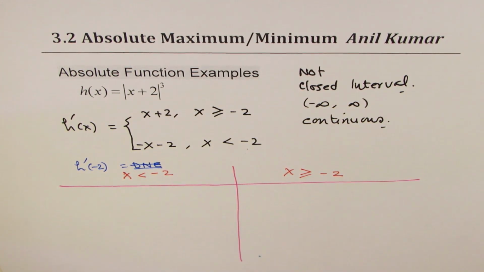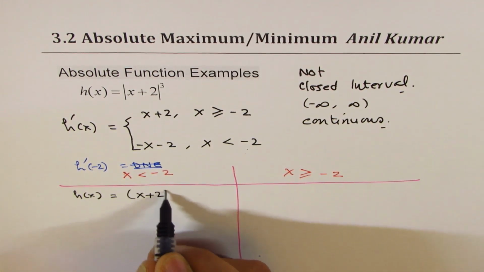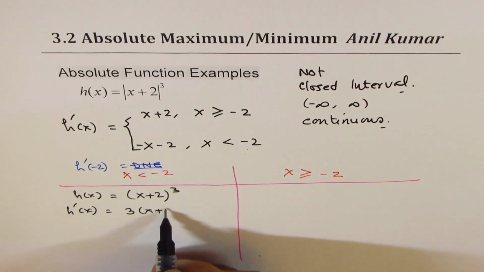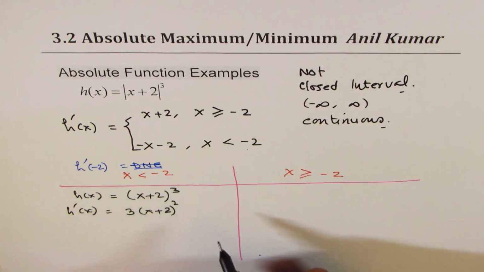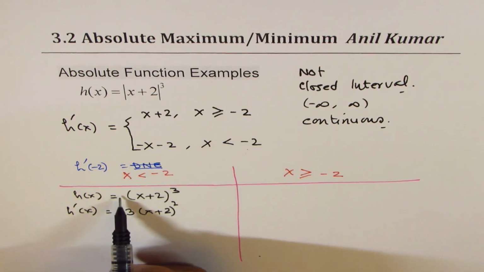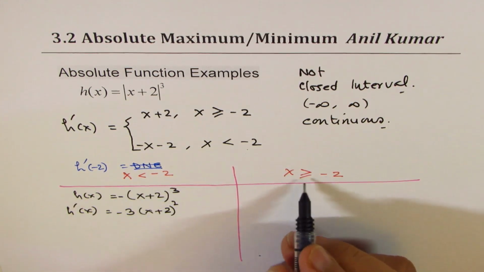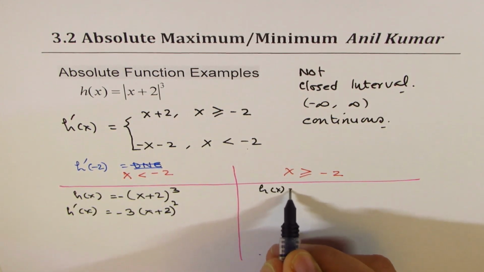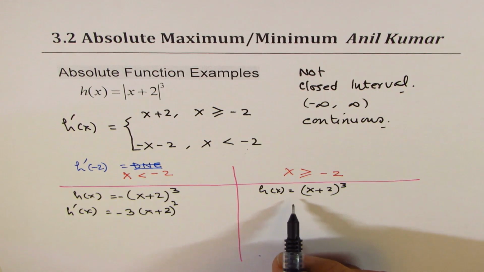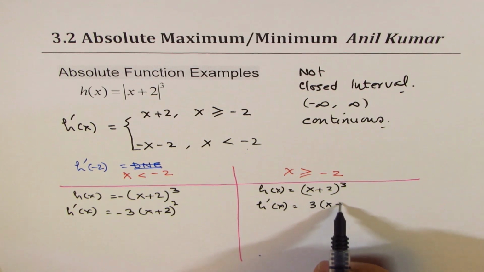We'll find both derivatives. So the first one here, we can write h of x as equal to minus of x plus 2 whole cube. So the derivative here is minus 3 times x plus 2 whole square times 1, right? On this side, I'm sorry, I should have used a negative value, so I'll get a negative answer. Okay. On this side, when x is greater than or equal to minus 2, h of x is positive of this value, which is x plus 2, and that is whole cube, correct? And derivative of this will be 3 times x plus 2 whole square.